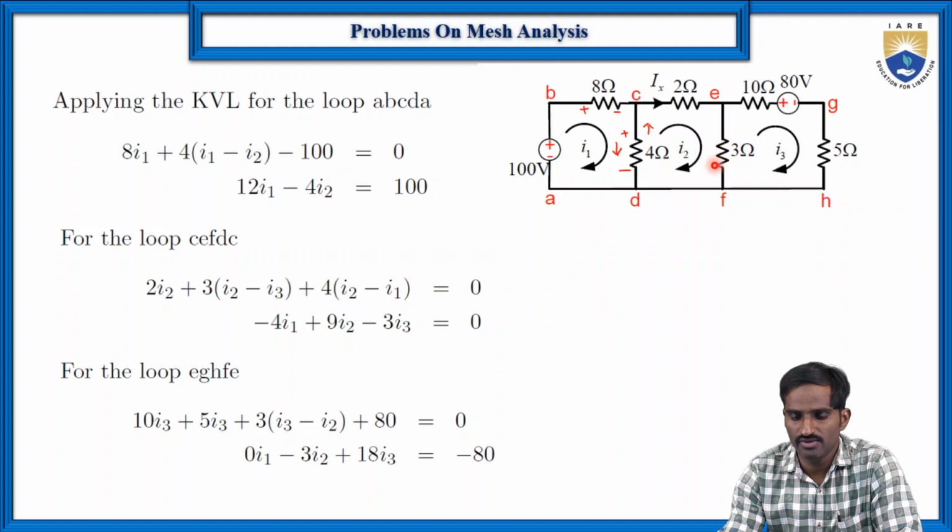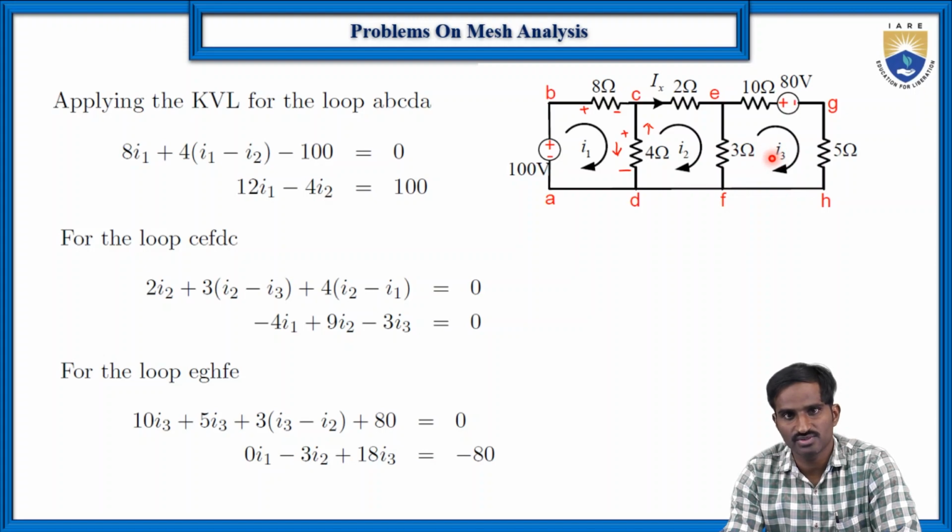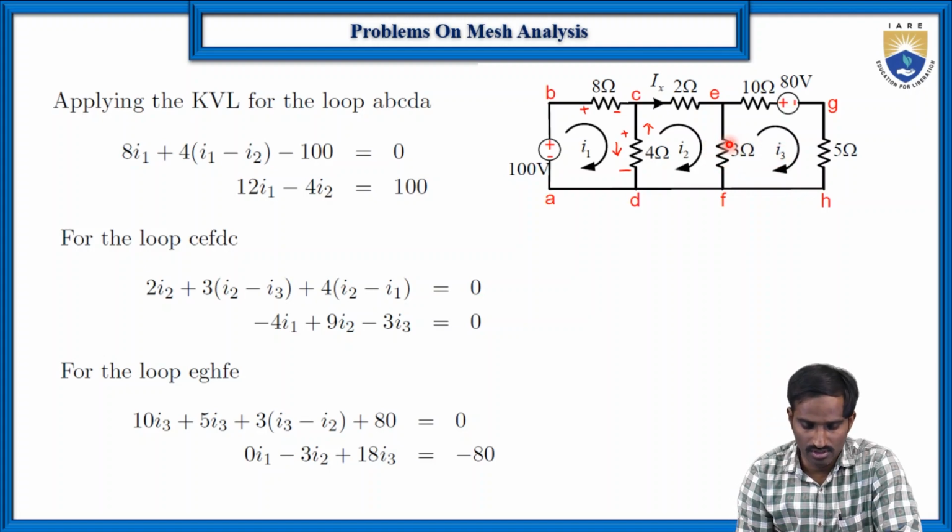And again, the current flowing through this 3 ohms resistor is I3 minus I2, because the reference current direction that we are taking is with respect to loop 3, which is current I3. So the current flowing through this 3 ohms resistor is I3 minus I2. Then plus 3 into (I3 minus I2).